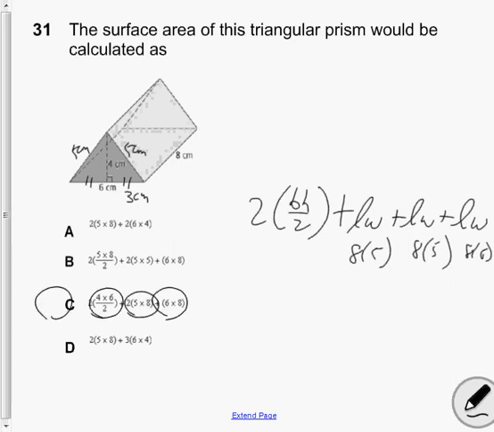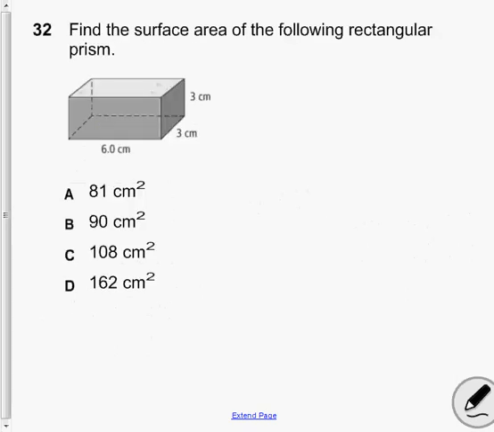So your answer for this one was a kind of tricky one. It was C. But you had to really use a little bit of logic on that one. 32 says, find the surface area of the following rectangular prism. So again, this is a rectangular prism. So we know that this is a square, which means this is 3, this is 3, this is 3, this is 3. So all of those are 3.